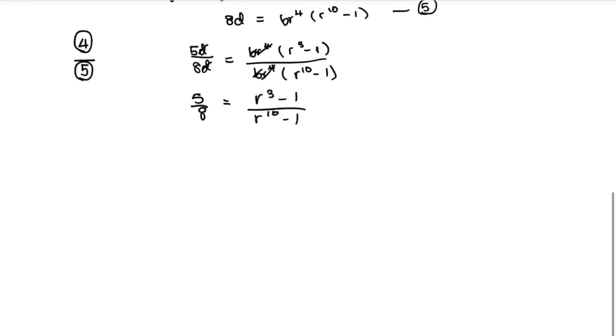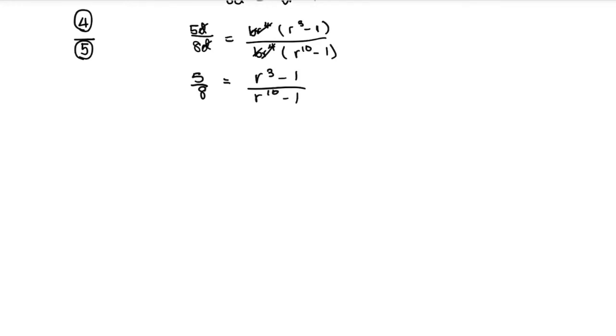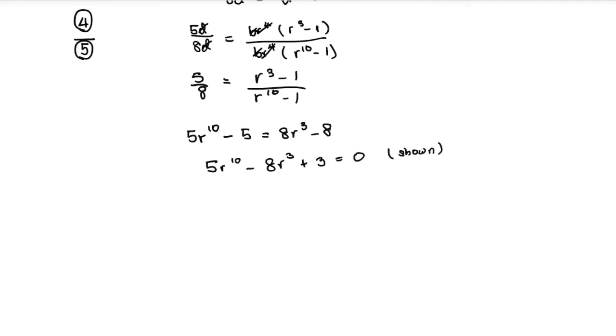So what you can do now is to just simply cross multiply. You'll be left with 5r to the power of 10 minus 5 equals 8r cubed minus 8. And therefore, if you bring them all to one side, you can have 5r to the power of 10 minus 8r cubed. You combine your minus 5 and plus 8, you'll be left with plus 3 equals 0. And this is shown. So just like this, a very, very simple way to do it, and you can easily prove whatever the question is asking.